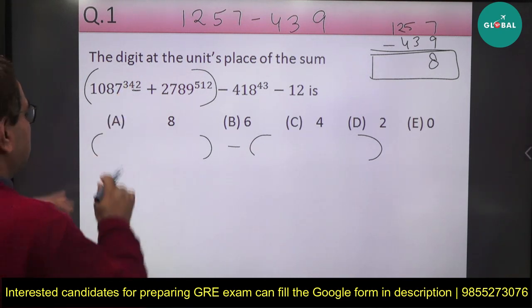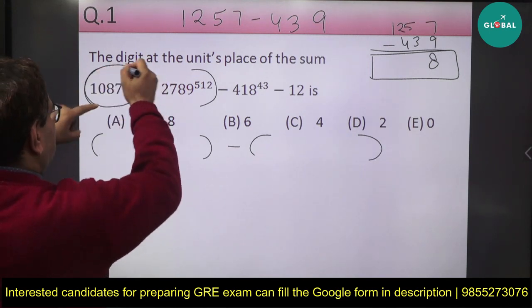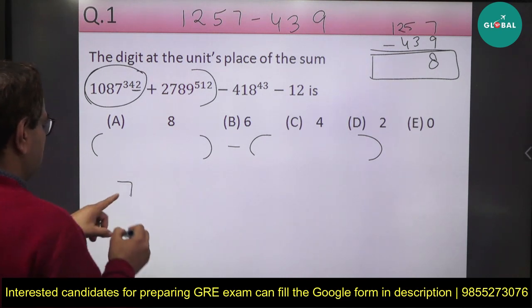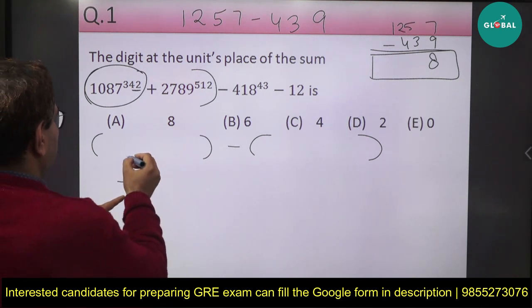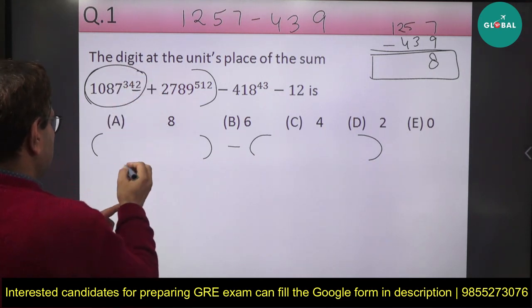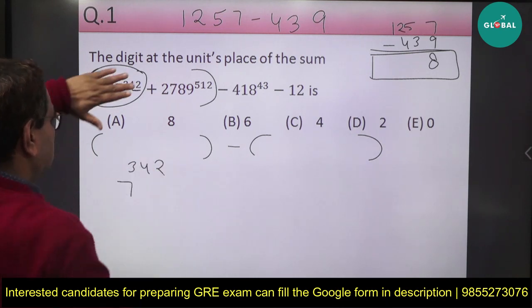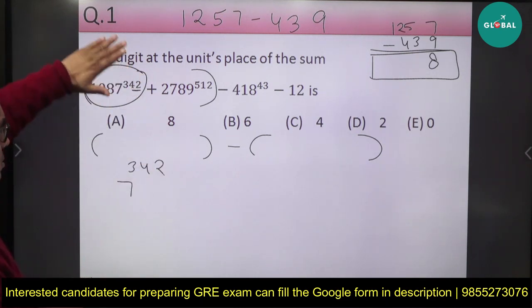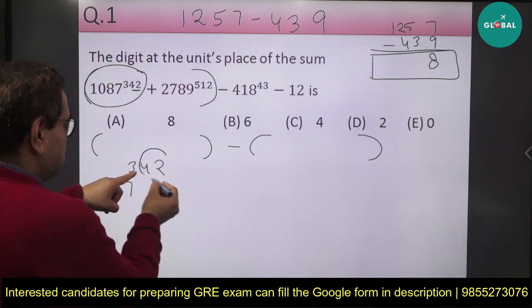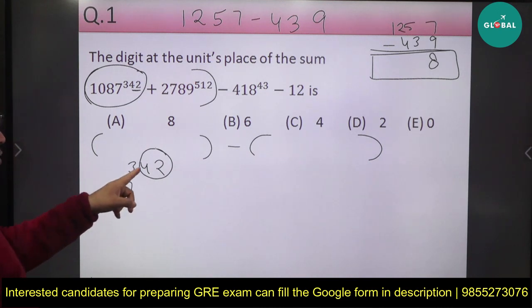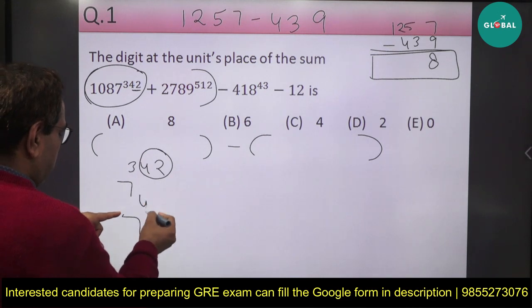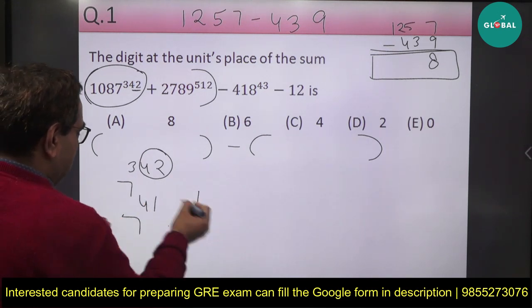One more thing: the digit at the unit place of the entire number will be the same as the digit at the unit place of 7 to the power 42, or 7 to the power 342, or we can simply write the last 2 digits. So these two will have the same digit at the unit place. Now here we see only the last 2 digits of this number. 40 is divisible by 4, so we can write 7 to the power 41, that is 7 to the power 40 into 7 to the power 1.